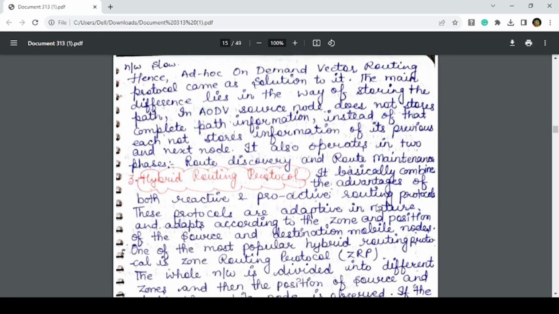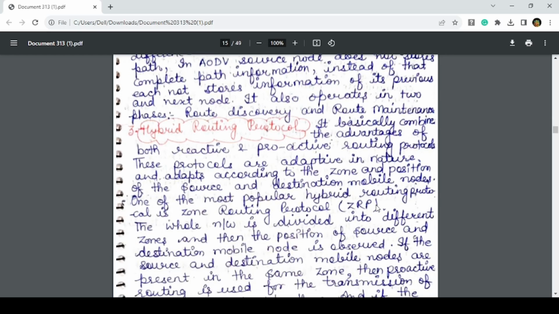And the third point is hybrid routing protocol. It basically combines the advantages of both reactive and proactive routing protocols, and these protocols are also adaptive in nature, adapting according to the zone and position of the source and destination mobile nodes. One of the most popular hybrid routing protocols is zone routing protocol, known as ZRP.